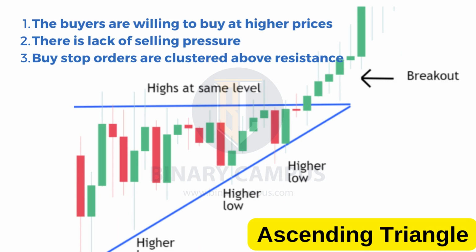So where should you put your stop loss? A stop loss could be placed just below the lower trend line. Your profit target goes the same distance away as the back of the triangle.